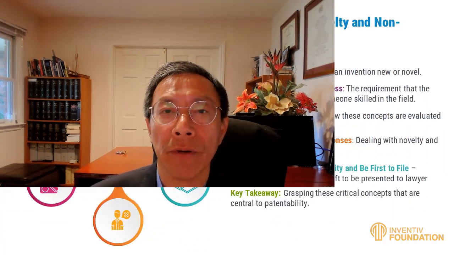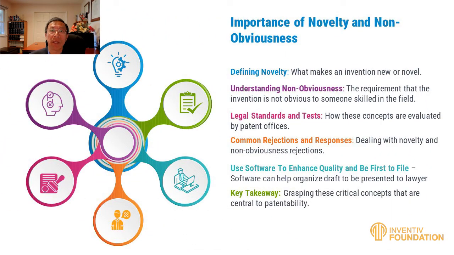Next, let's talk about the 2 main rejection bases at the patent office. The first is novelty, and the second is obviousness. Novelty refers to the originality or newness of an invention. To meet the novelty requirement for a patent, the invention must be different from anything known or used before the filing date of the patent application. So this is why it's important that your invention should not be publicly disclosed or part of the prior art.